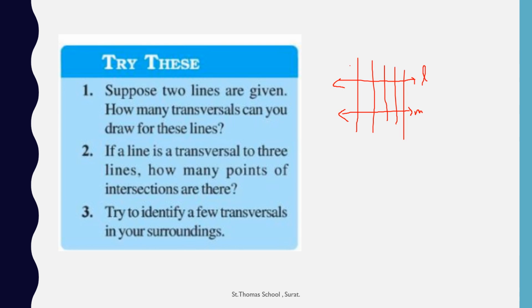We know that a line is infinite, right? So how many transversals can we draw? Infinite transversals we can draw. Clear? Because if it is a line segment, we have some limit, but a line is infinite. Both the lines extend indefinitely. So we can draw infinite transversals. So write the answer here, infinite. Write the answer in the textbook itself.